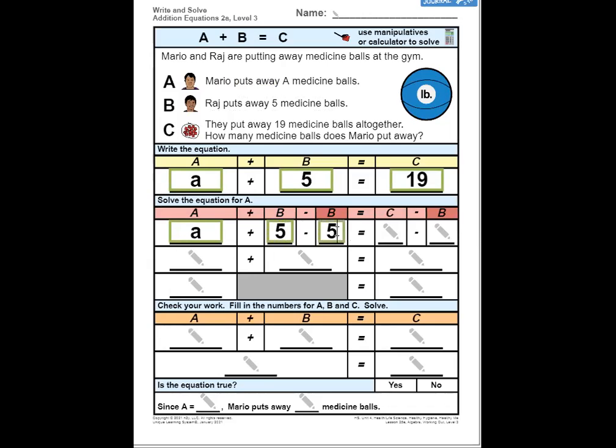And that's the thing with equations, guys. In order to make them equal, we are doing some subtraction as well. So for C, we know C is what? 19. Very good. C is 19 minus B. B we know is 5.